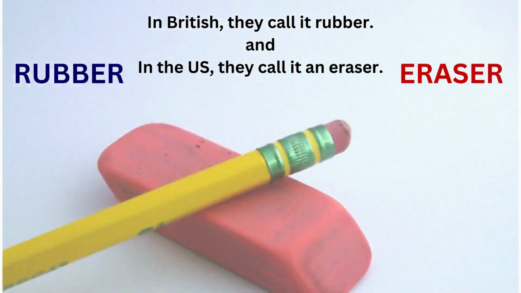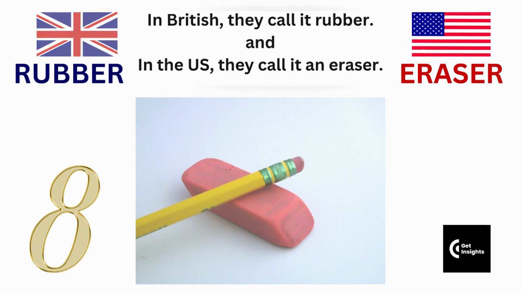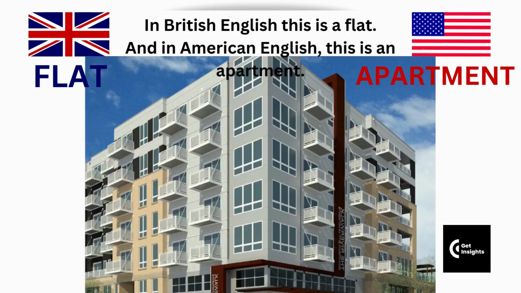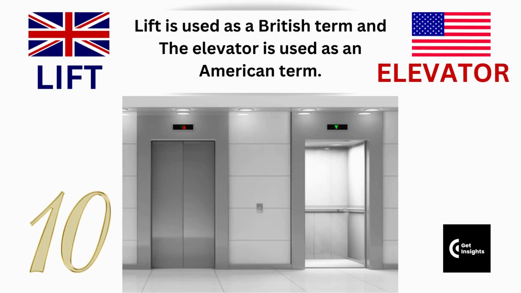Alright, let's move on to the next. In British, they call it rubber. And in the US, they call it an eraser. Alright, let's move on to the next. In British English, this is a flat. And in American English, this is an apartment. Okay, the next one. Lift is used as a British term and the elevator is used as an American term.